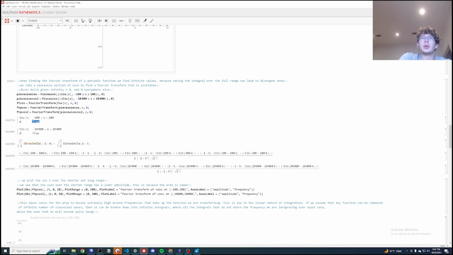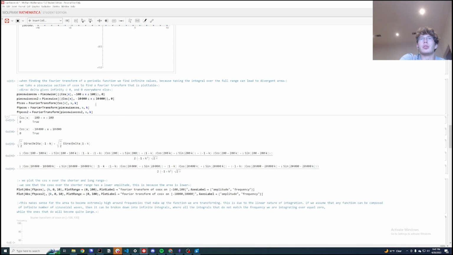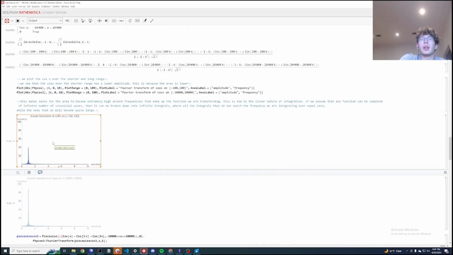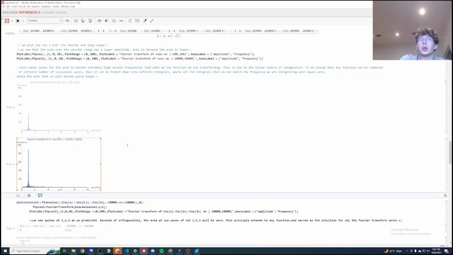However, say we go here, we have a piecewise function. It's just cosine x from negative 100 to 100 and then 0 everywhere else. And then we perform the Fourier transform of that. We get a less perfect Fourier transform. The Fourier transform of the perfect cosine of x would have just been a point here at 1 and then 0 everywhere else. But we don't get that because it's not over an infinite range. And then we can see here, if we take the Fourier transform over a longer range, we get a more perfect Fourier transform. It's tighter, it's taller, and so this is how that works.